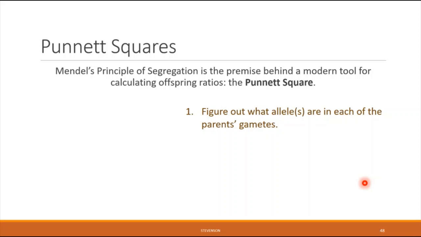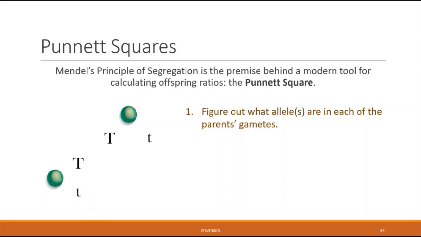Now, let's take the F1 generation self-pollinating as the focus of our example here. In the F1 generation self-pollination process, two pea plants, each of which had the genotype capital T lowercase t, were crossed with each other. This means that the two possibilities that were found in the parents' gametes were capital T and lowercase t in both cases, because the two parents were coming from the same plant.